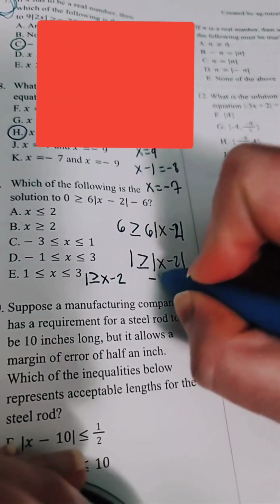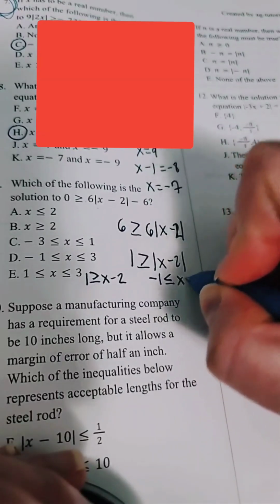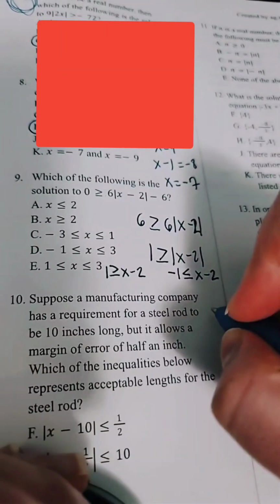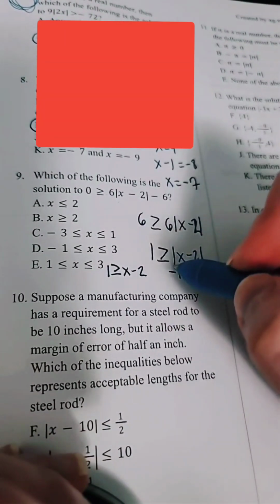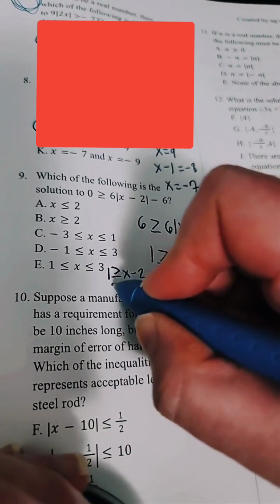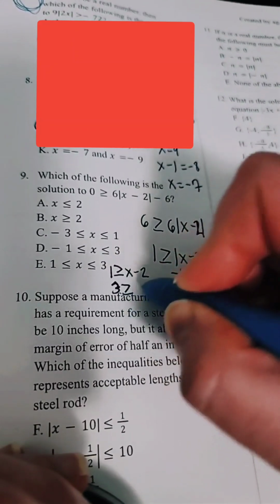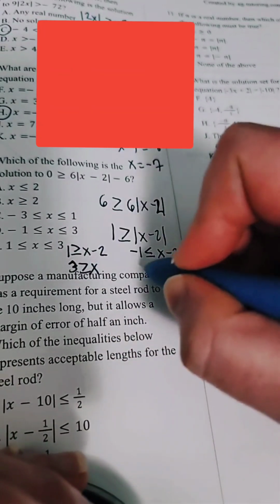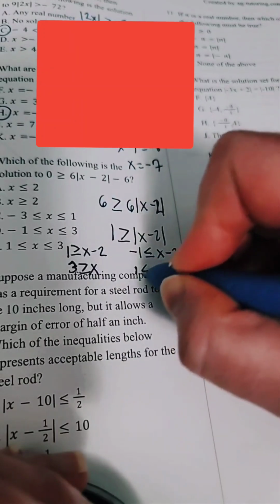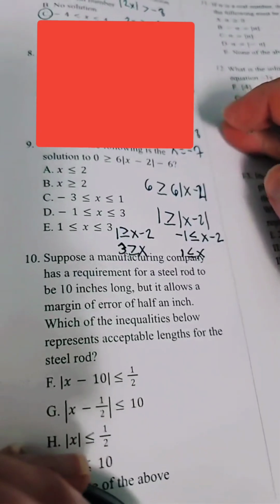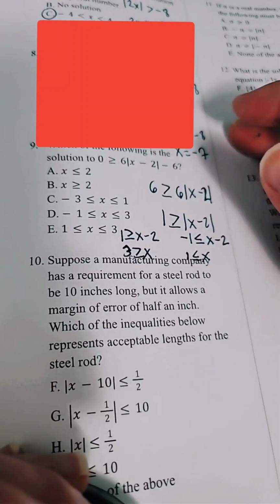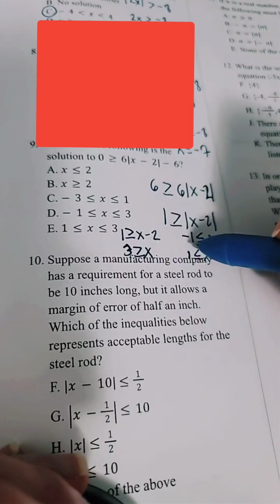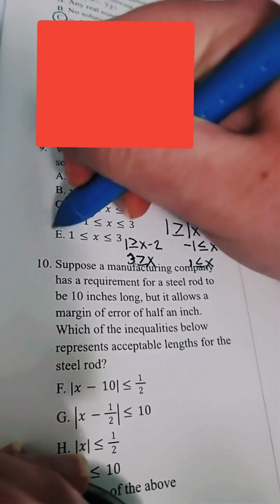And then we would say, if we flip it, -1 has to be less than or equal to x minus 2, which has to be less than or equal to 1. So then we would add 2 to each part, so this is going to be 1 less than or equal to x, and x less than or equal to 3. So it could be anything that is between, x is greater than or equal to 1, and x has to be less than or equal to 3, so it would have to be E.